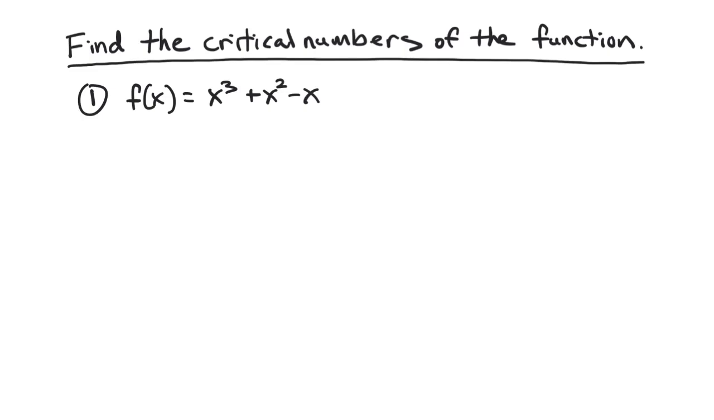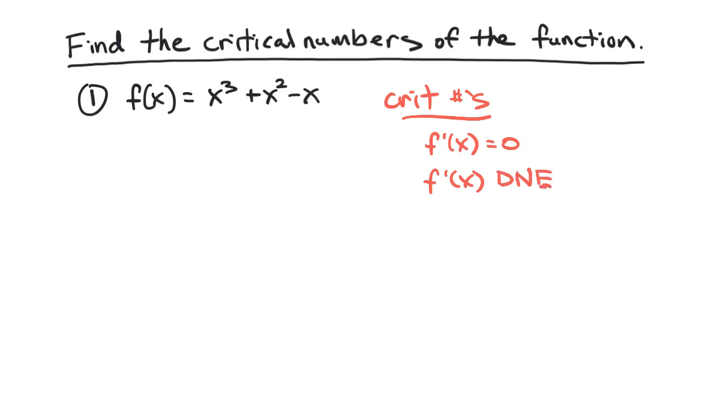So here are some of the types of problems you will see in section 4.1. This first example says find the critical numbers of the function. And there's a function listed there. So the thing we have to remember is that critical numbers are going to be a really important concept. Critical numbers occur where f prime of x equals 0 or where f prime of x does not exist.